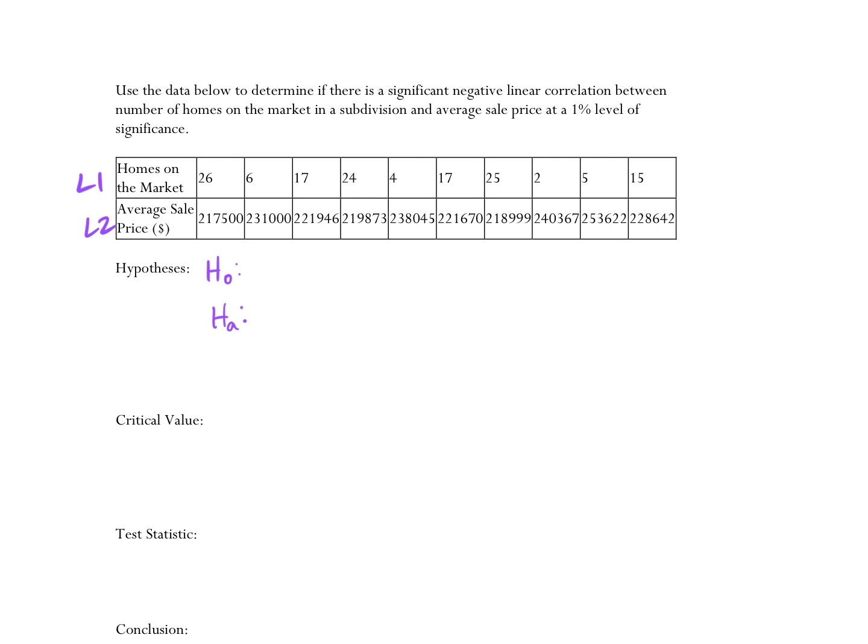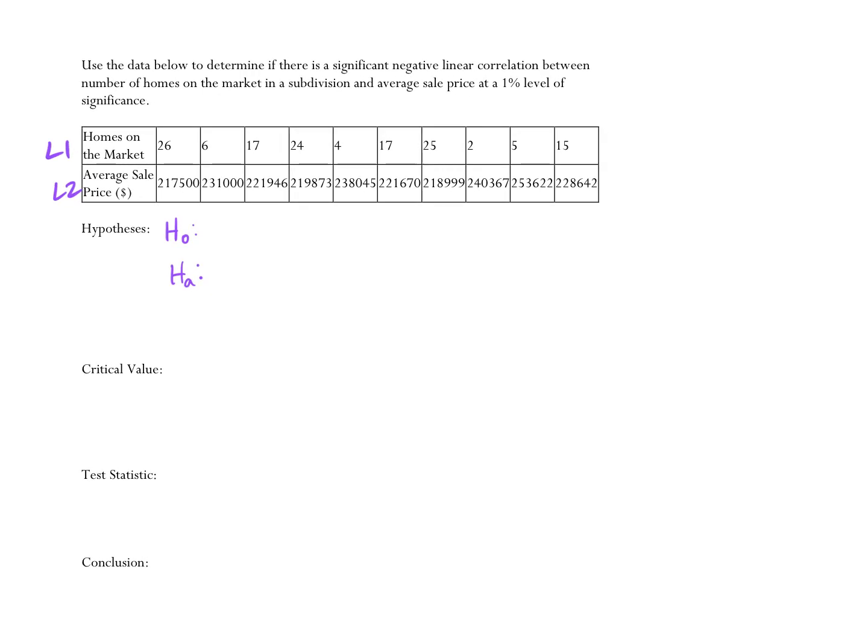Now, the question is asking us, use the data to determine if there is a significant negative linear relationship. What would that say about my alternative hypothesis if I want to show a negative relationship? Rho is less than 0. My alternative would be rho is greater than or equal to 0. I'm sorry.